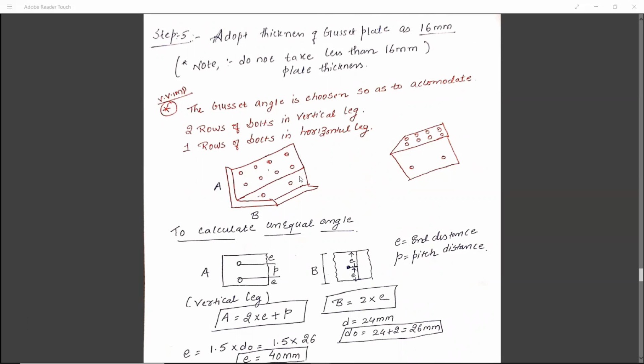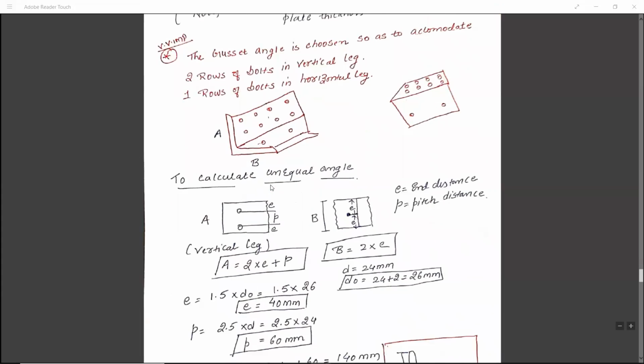See, this is the standard case. This is the standard condition. You need to remember it. You should not take plate less than 16 mm. And one more thing, you need to provide 2 rows of bolts in the vertical leg and 1 row of bolt in the horizontal leg.